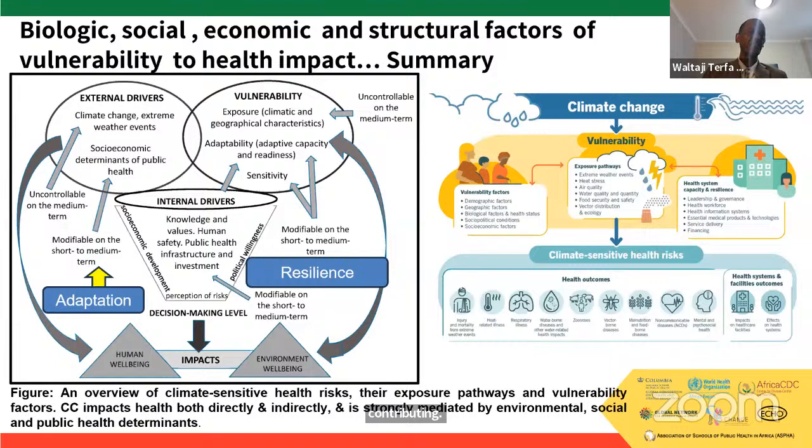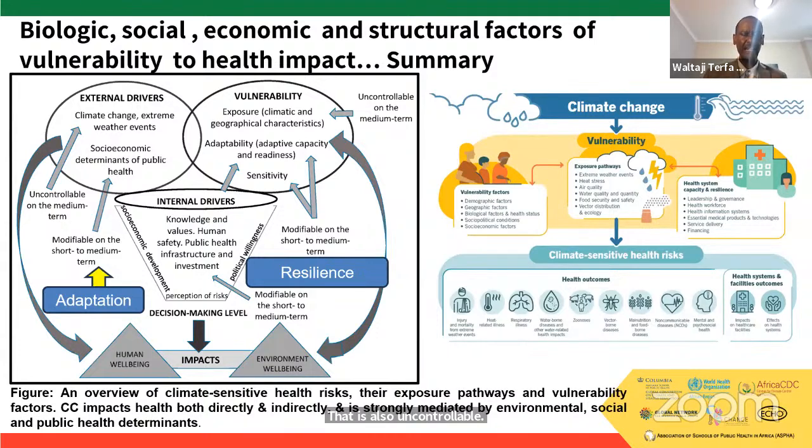So these socio-economic determinants of public health can be modified in the short to medium term. That is why we need the health national adaptation plan, where health is one of the sectors, to address the socio-economic factors. And then the vulnerability, exposure to the climate, and geographical characteristics are very important. That is also uncontrollable. We need to have adaptive capacity and readiness. So that is why this course is really very important.